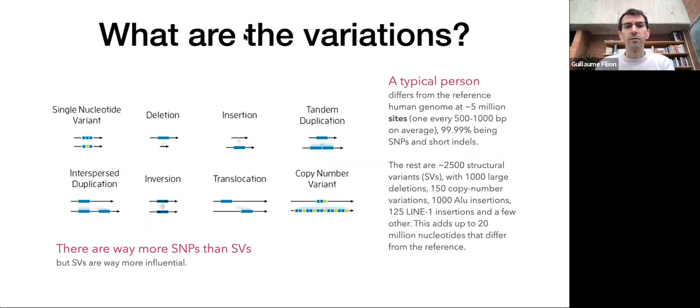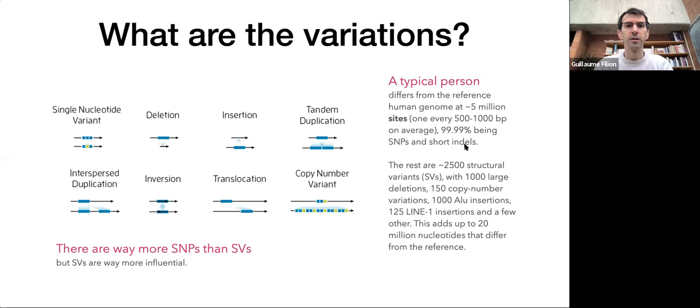So what are the variations? What types of variations exist? A typical person differs from the reference human genome at approximately 5 million sites. Okay, so that's one every 500 to 1,000 base pairs on average. So if we compare the two genomes, like your genome and the genome in the reference, you'd see that you have a stretch of 500 to 1,000 nucleotides that are exactly identical to the reference, but then every so often you'd have a different letter in your genome. So 99.99% of the variations are SNPs and short indels.